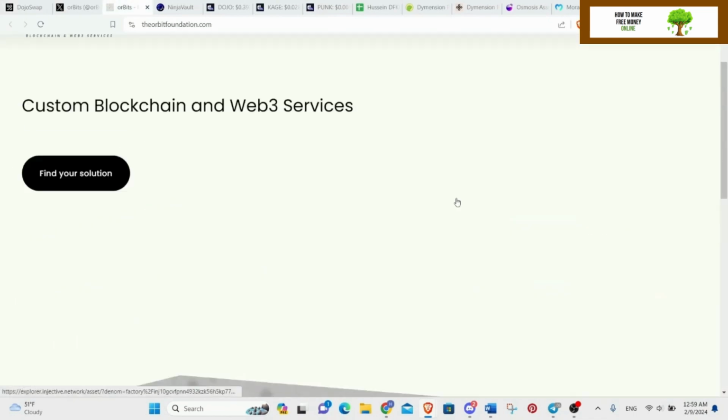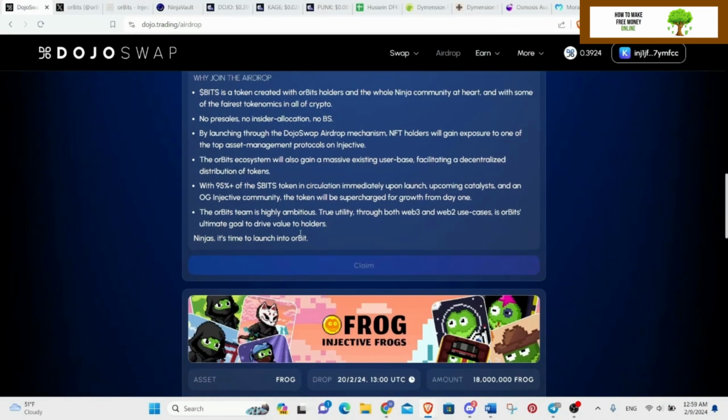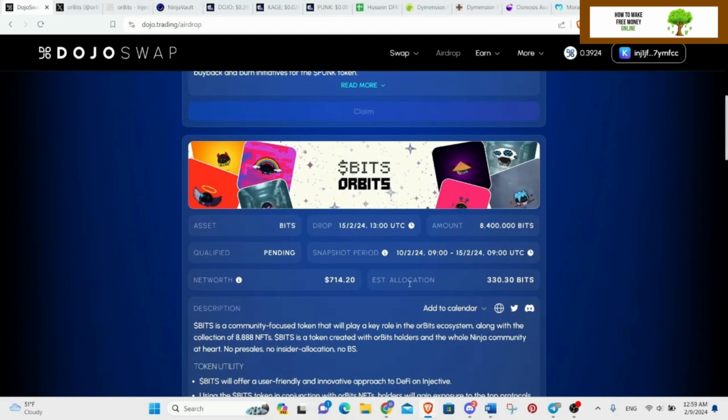That's Orbitz. What's Orbitz? You can read all the information here and from their website and Twitter too. The Orbitz project is a community-driven project focused on building a decentralized ecosystem powered by the BITS token. The project aims to provide users with exposure to various DeFi opportunities on the Injective protocol through collaborations with existing DApps, future whitelist spots, and community initiatives.